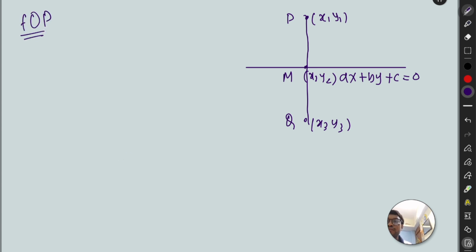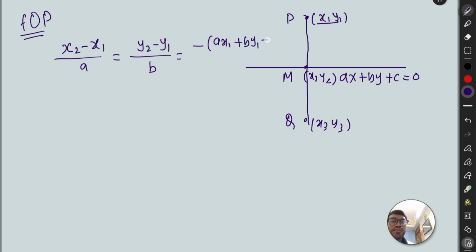for foot of perpendicular: (x2 minus x1) by a equal to (y2 minus y1) by b equal to negative times we satisfy the point x1, y1 into the line, (ax1 plus by1 plus c) divided by (a square plus b square).